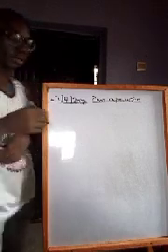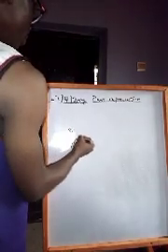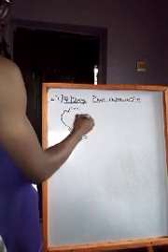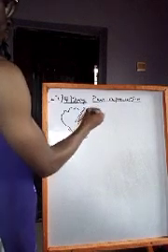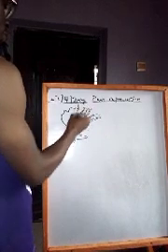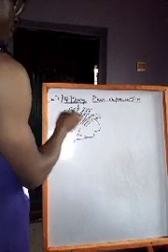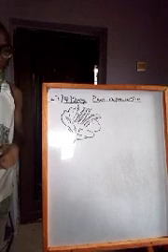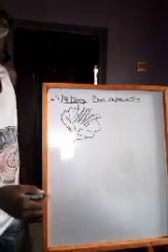Now, this is the general structure of a flower. I think we have something like this, and we have something like this. And we have something like this. Now this is a typical flower, and now I will explain the different parts of this flower.